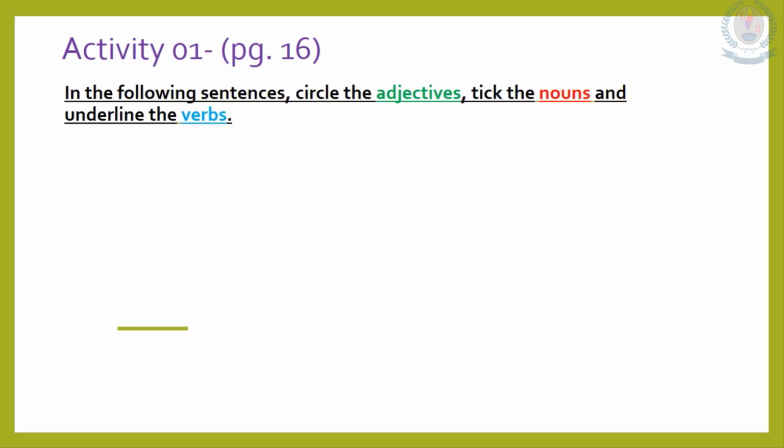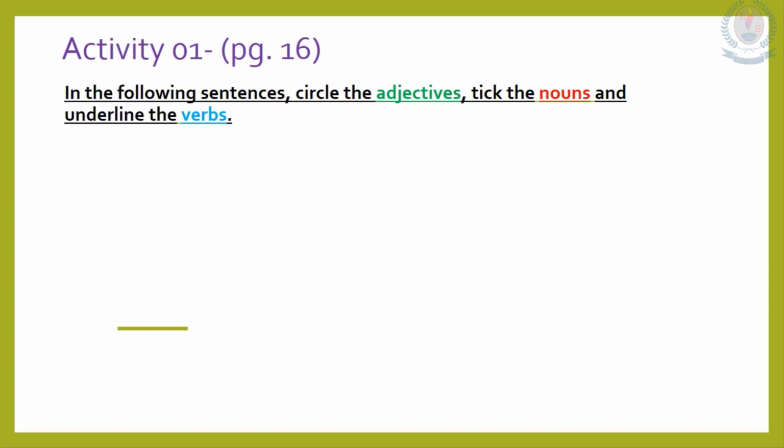Let's now look at the first activity in your book, page 17. Identifying parts of speech. In the following sentences, circle the adjectives, tick the nouns and underline the verbs. Because I can't do circling, ticking and underlining, I'm going to use 3 different colors to show you what the words are. I am going to do this activity with you because it's very important that you understand the basics of this lesson for us to move forward.